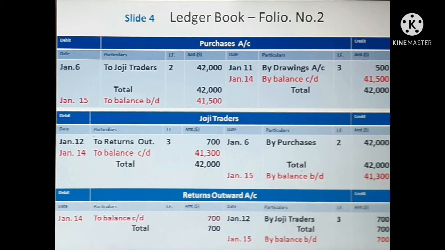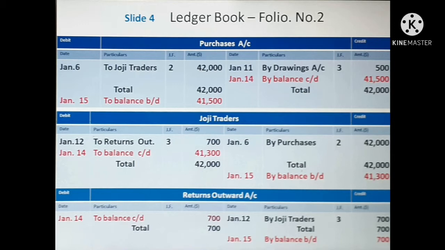The shortage, the difference, is shown on the credit side. It is $41,500. It is shown on the credit side so that totals on both sides become equal for $42,000. Then the balance brought down on January 15 is shown in the debit side, $41,500. Purchase account has a debit balance.